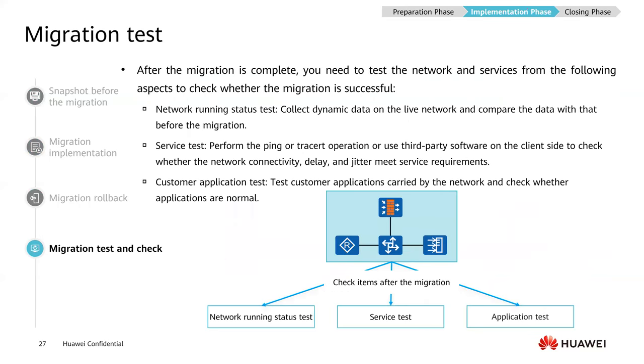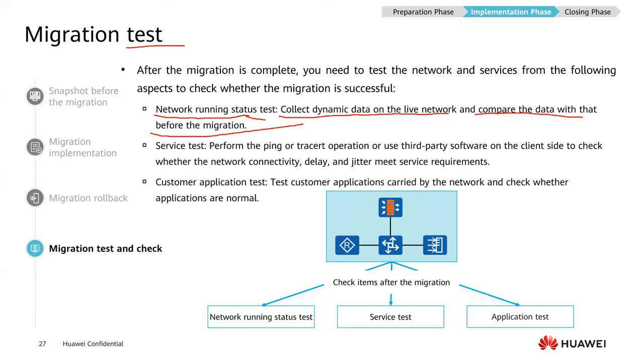And after the migration, you need to do a test. How to test? For example, you can simply test the network running status, just to collect dynamic data on the live network and compare the data with that before the migrations. For example, check if the OSPF peers number is the same, and check if the route entries number is the same. And then maybe you need to do a survey test.